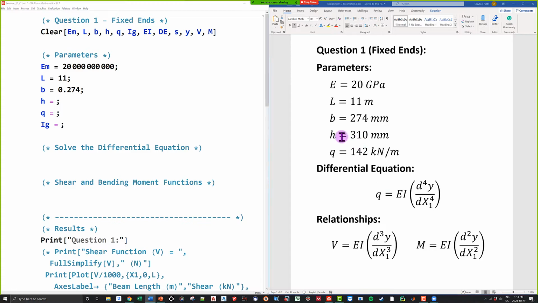The height, we're given the height is 310 millimeters, so I'm just going to go 0.310. We're good to go with the height. Looks good. All right, so Q, our distributed load, we are given that is 142 kilonewtons per meter, so we just go 142. What do you guys think?